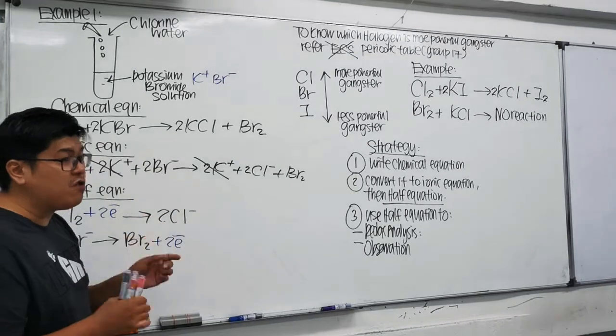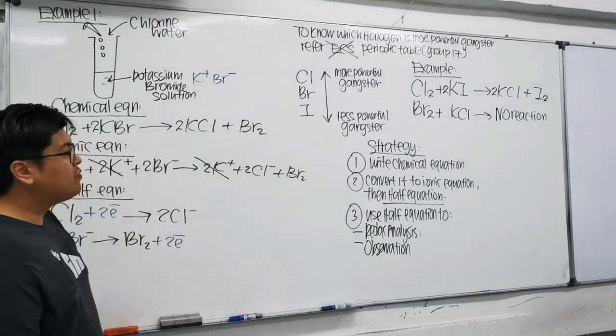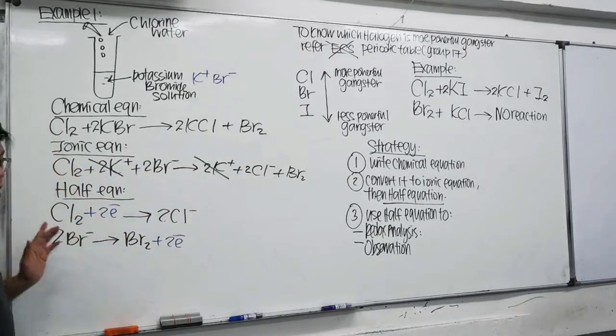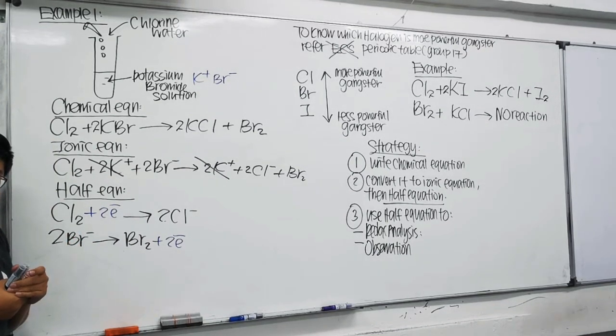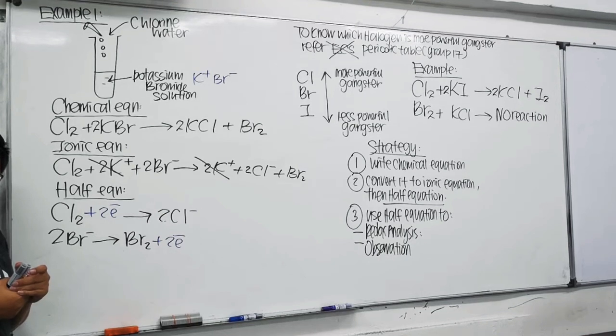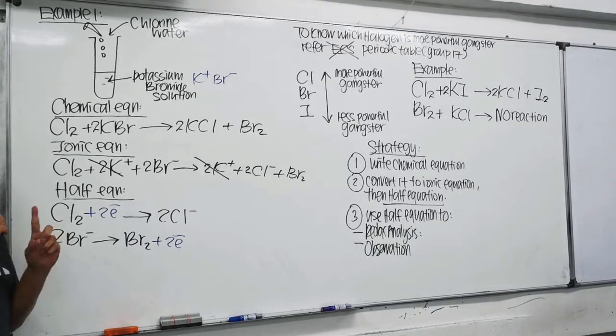Don't memorize the half equation, but learn how you get it. Okay, so far, guys, up to this point, any question to ask me? Yes. There's 2 chlorine on the left and 2 chlorine on the right. When can we cancel both? You only can cancel the number in front.